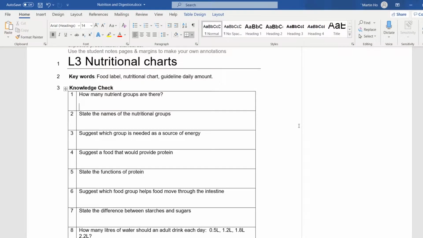So please take a moment and pause the video here to complete the first knowledge check of this lesson. All finished? Good. Let's take it up.